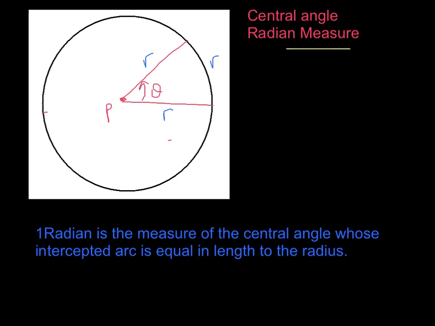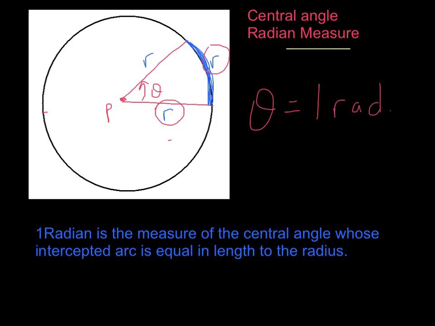Well, a radian, the unit 1 radian, occurs when the measure of the central angle cuts out this arc. So we have this arc that the angle is cutting out of the circle. When the length of that arc is the same as the length of the radius of the circle, notice that that length is the same as the radius. Okay? At that point, we say that theta has a measure of 1 radian.